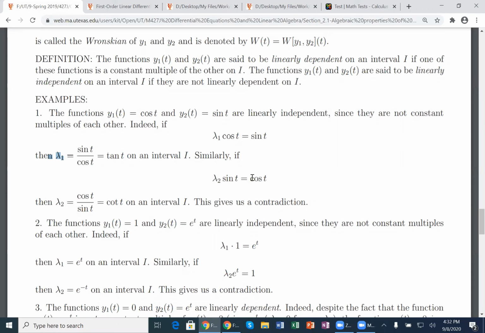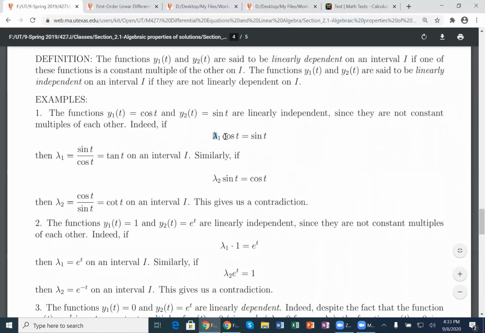Similarly, if cosine is a constant multiple of sine, we divide both sides by sine, we get this. What is written here is cotangent. We got a contradiction again, because cotangent is not a constant function. So, sine is not a constant multiple of cosine. Cosine is not a constant multiple of sine. Therefore, these two functions are linearly independent.